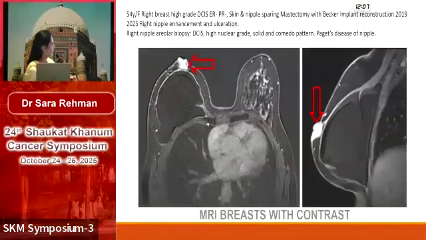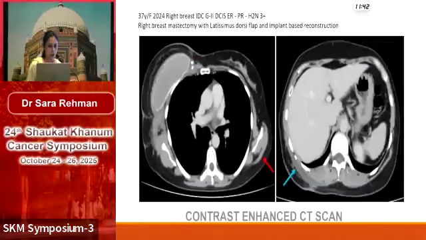A companion case showing similar findings. The patient had right mastectomy in 2019 due to high-grade DCIS, ER/PR negative, with immediate Becker expander reconstruction. In 2025, on the follow-up MRI scan, she had nipple areolar complex asymmetric thickening, irregularity, ulceration, and enhancement. Initially, biopsy was done that showed DCIS, and excision showed Paget's disease of the nipple with DCIS.